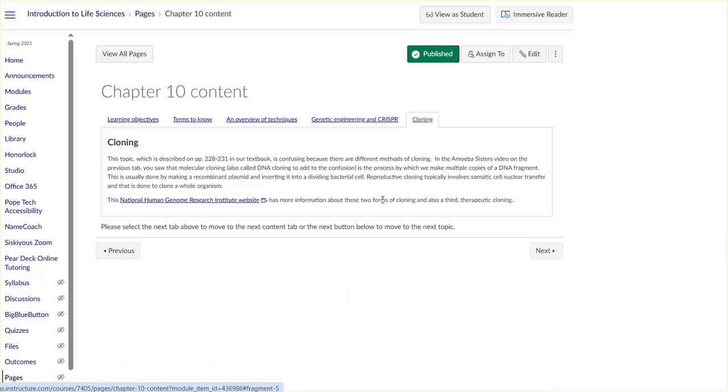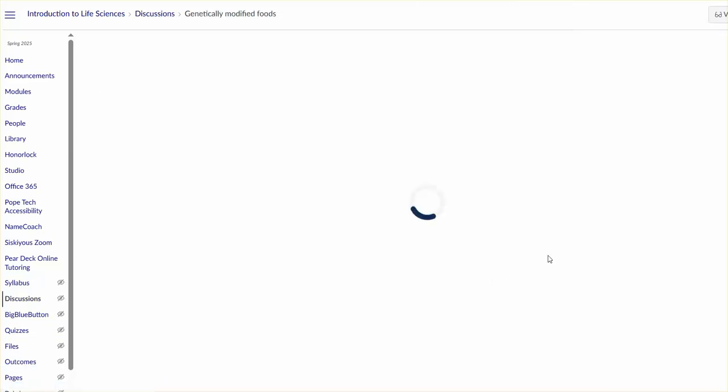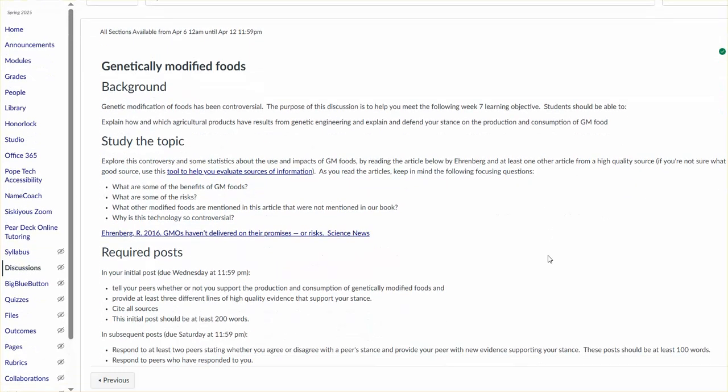And then here's some additional resources about cloning, which is a confusing topic that isn't really covered in depth in chapter 10. This week we'll be discussing genetically modified foods. I want everyone to read this article by Rachel Ehrenberg. And as you read it, think about these questions.